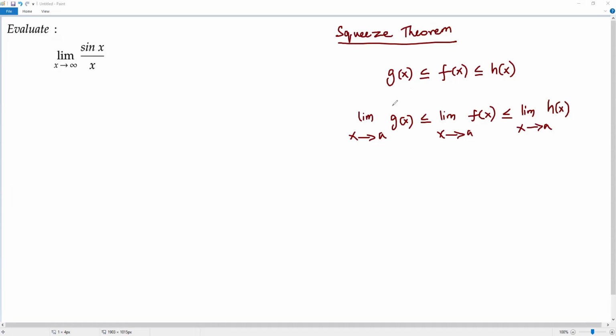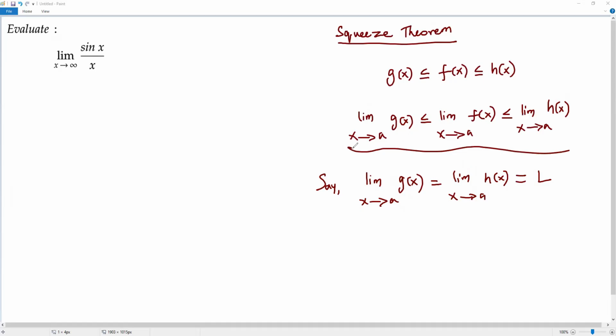Now I'm going to assume the value of the first limit and the value of the third limit are equal, and both of them are equal to a finite value, say capital L. Say the limit as x approaches a of g of x, the first one, and the third one, the limit as x approaches a of h of x. Both the limits are equal, I mean, the first limit and third limit are equal, and both of them are equal to a finite value, capital L.